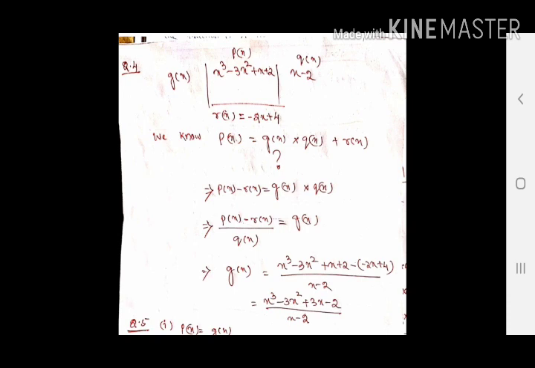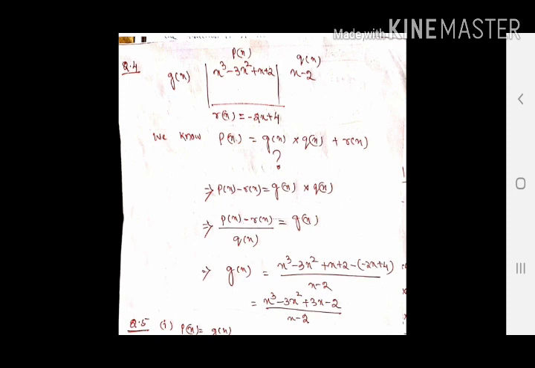Okay. Simply I will put all the values here and I will get the value of g(x). p(x) is x cube minus 3x square plus x plus 2, minus, in bracket, the remainder r(x). So, what is the remainder? That is minus 2x plus 4. So, by subtracting I am getting x cube minus 3x square plus 3x minus 2 divided by the quotient q(x), which is x minus 2. Now, if I divide this, definitely I will get g(x).